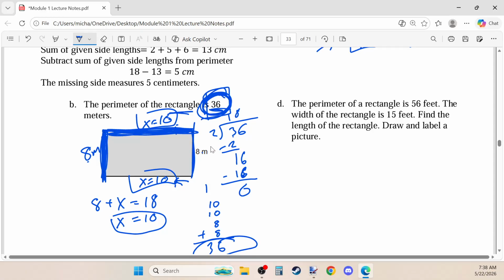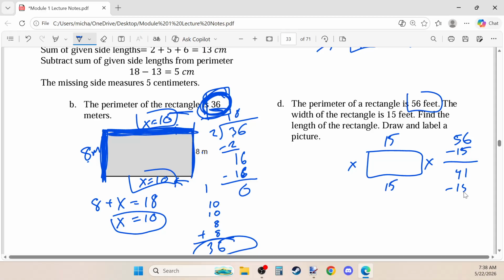The perimeter of a rectangle is 56 feet. The width of the rectangle is 15, which means that these two sides are both 15. And these sides we don't know yet. 56 minus 15 gives me 6 minus 5 is 1. 5 minus 1 is 4. I subtract off the other side of 15.